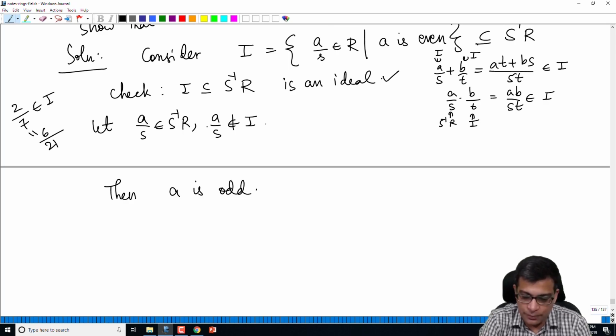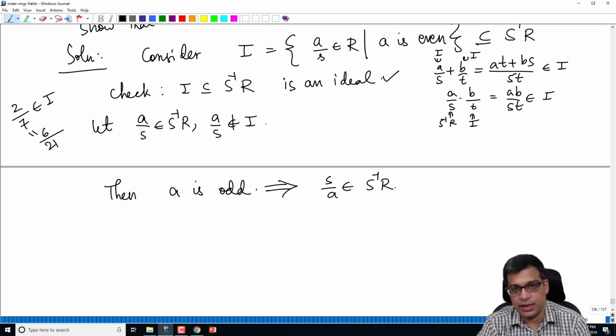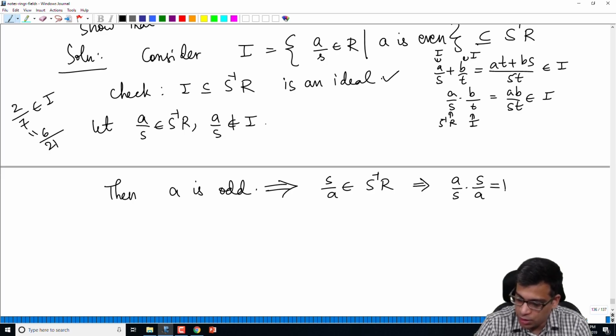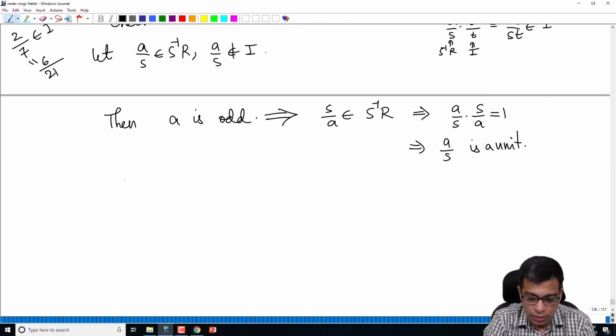So now if something is not in I, that means A is odd, because if A is even, then it will be in I. So that means S by A is in S inverse R, right? Because if A is odd, we can consider S by A. So A by S times S by A is 1. This means A by S is a unit. And by the exercise that we just did, S inverse R contains exactly one maximal ideal.